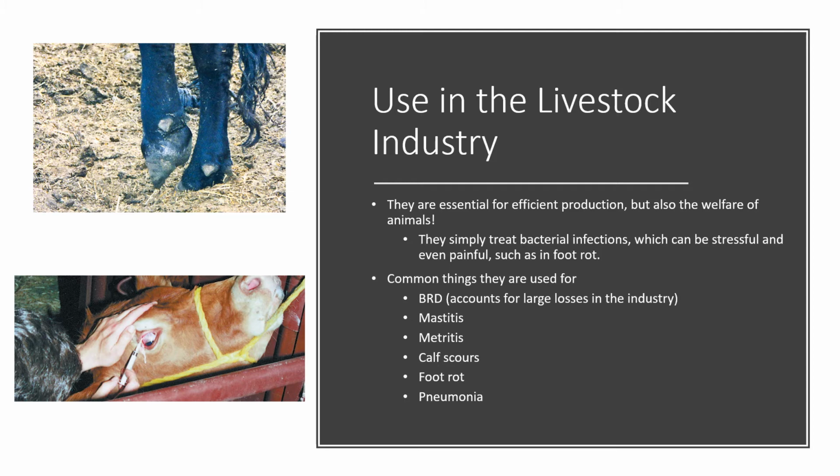So common things they're used for: bovine respiratory disease, and that's one of the ones that accounts for huge losses in the industry, especially when the cows get to the feedlots, where you have mixings of cattle from different operations, and you get all kinds of different pathogens being introduced to different populations, and it is just susceptible to infections. And mastitis, which is really big in the dairy industry, obviously. Metritis, calf scours, foot rot, as I said, and pneumonia.